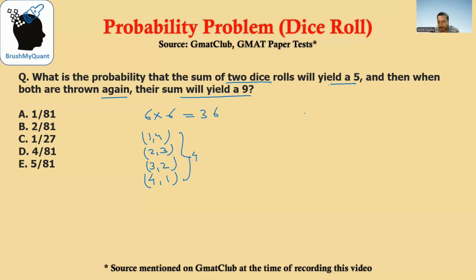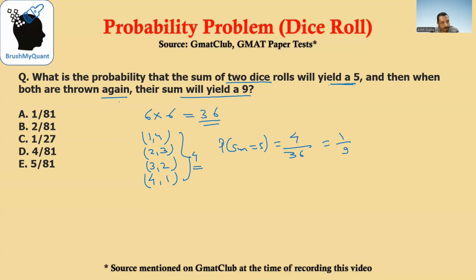So probability that the sum will be 5 of the two dice rolled will be equal to number of favorable outcomes, which is 4, divided by total number of outcomes, which is 36. So probability that sum will be 5 will be equal to 1 divided by 9.